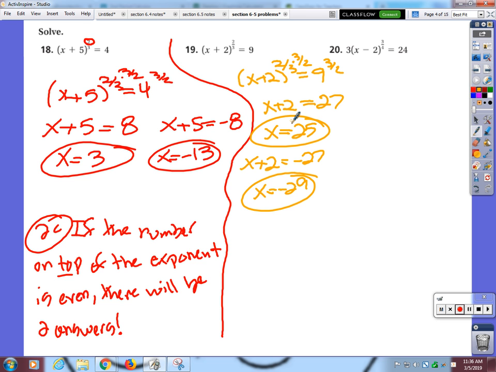Okay? All right? Does that make sense how that happens? Because when you're square rooting, you really get a plus or a minus. So each one of those will give you a different answer. Okay?